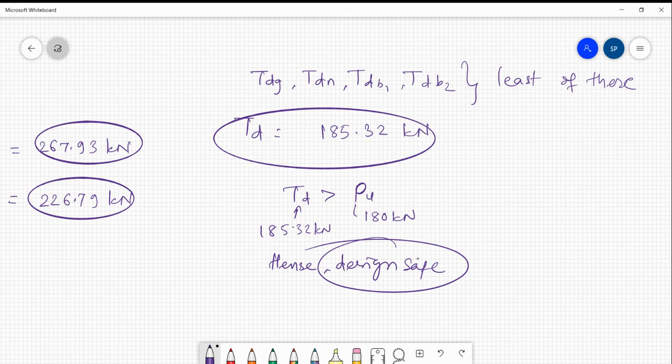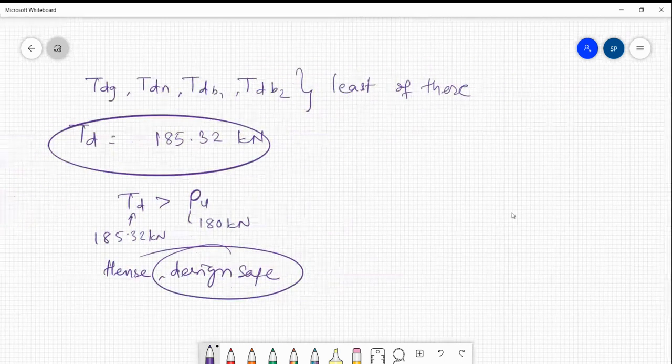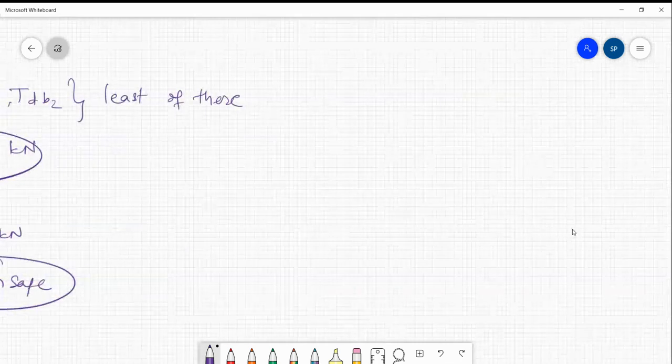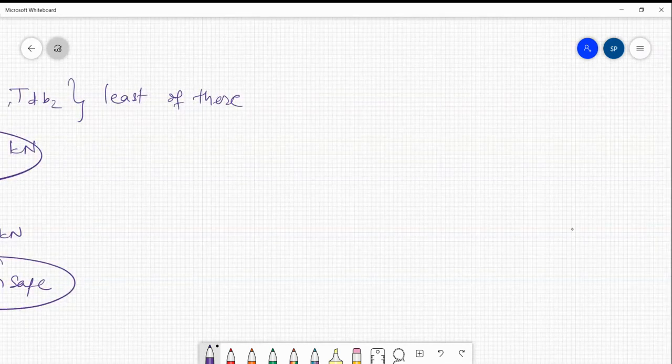If unfortunately this TD comes out to be lower than PU, in that case you will have to repeat the steps right from selection of trial section. You have to select an appropriate trial section, then proceed with the remaining steps, connection design and checks. So this completes design of single angle tension member. At the end you have to write down the design summary.